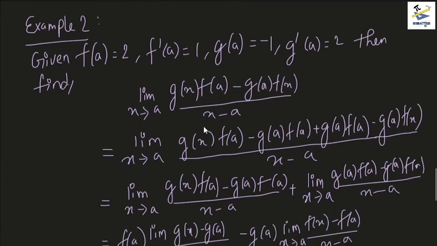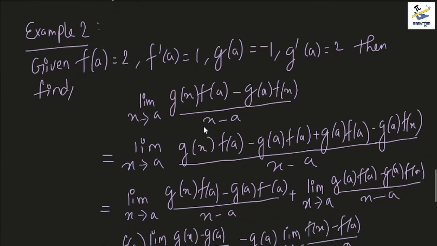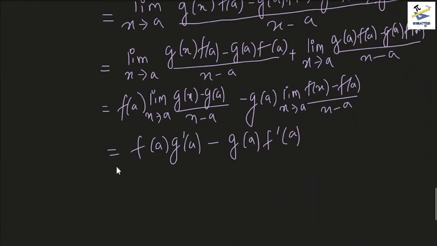So f(a) is 2 and g(a) is minus 1 and g dash a is 2, so the first term is 2 into 2.